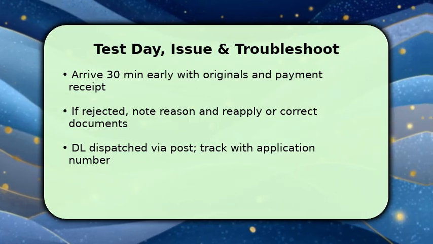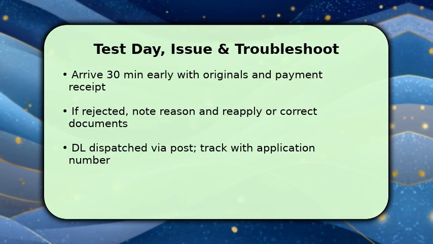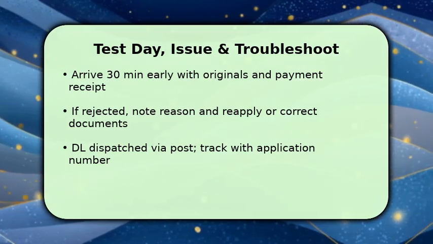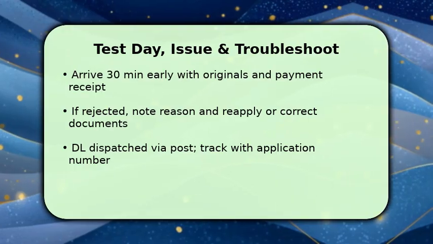Once you pass the driving exam and eye test, the RTO will process your license, and the office will either print immediately or dispatch it by post. Make sure your address is correct.